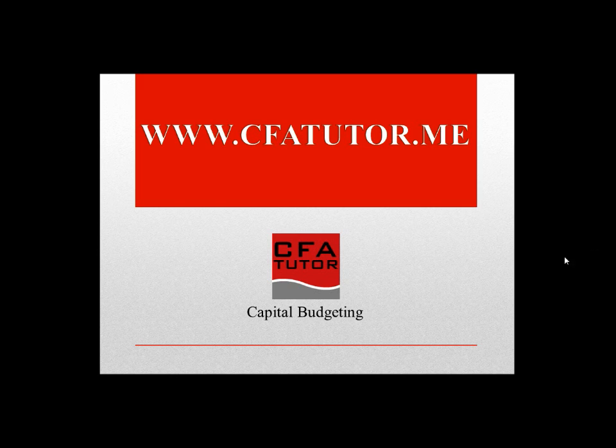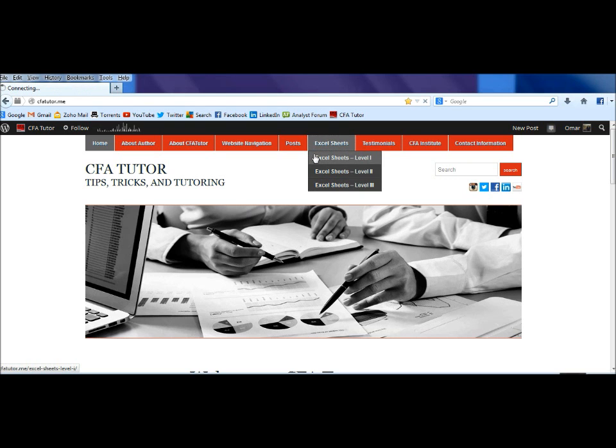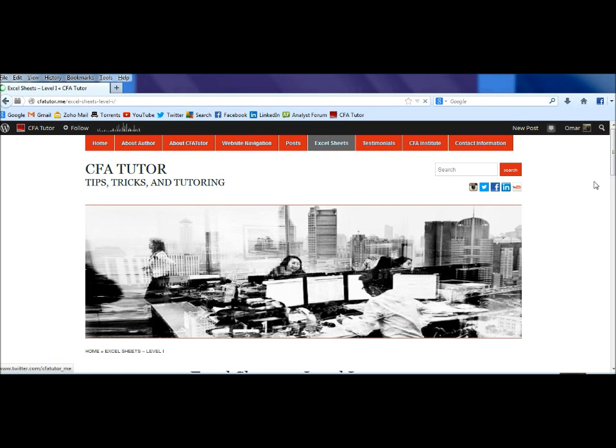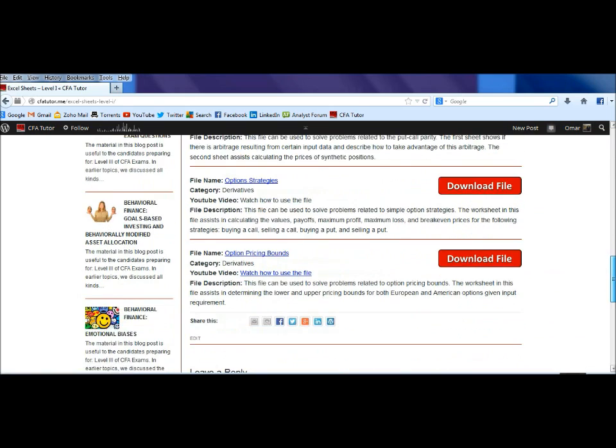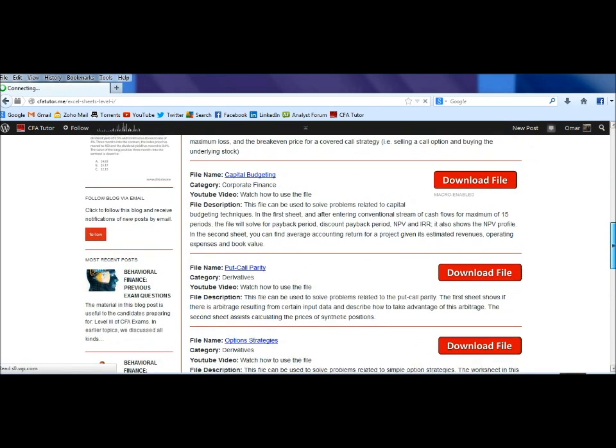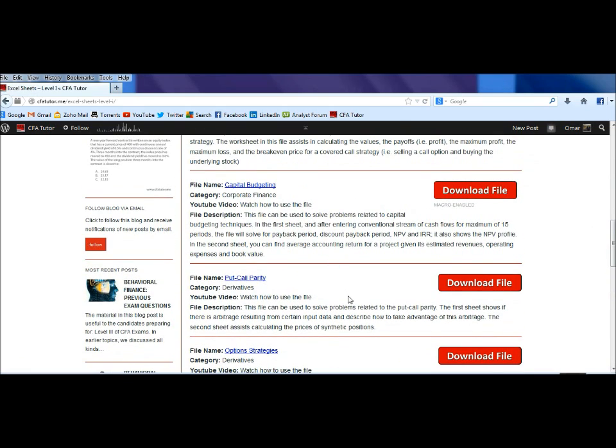So if you go to the website, first of all, to see where the Excel sheet is, you go to Excel sheet level 1, and then you scroll down somewhere around the middle, you will find the capital budgeting file. The file will be showing you 6 different techniques. You can use the file to solve 6 different techniques.